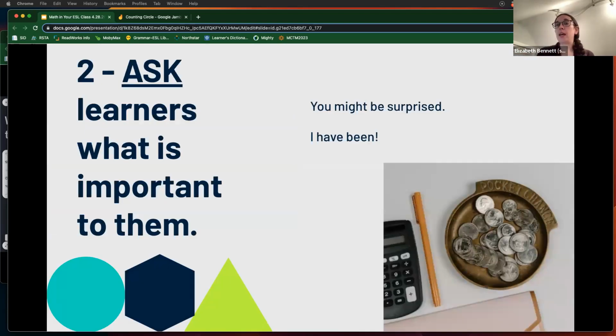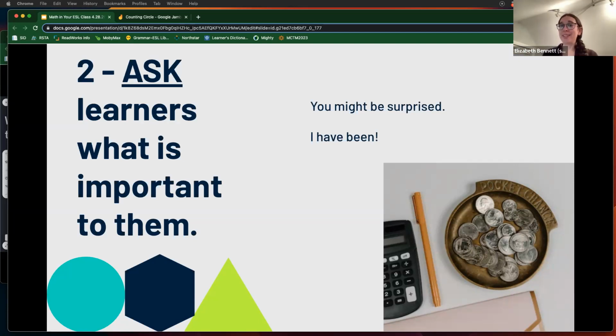Something else is, yeah, I do try to ask learners what is important to them in math. I have found that that really does help with the buy-in. Becky, yeah, so there's math language routines. I'm not going to talk a whole lot about them in this presentation, but I have linked some resources in the handout that I'll give you at the end.